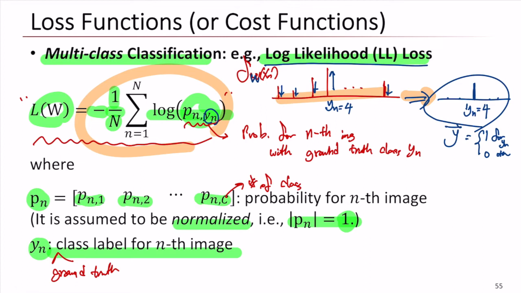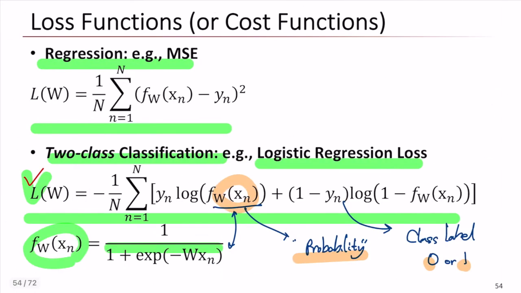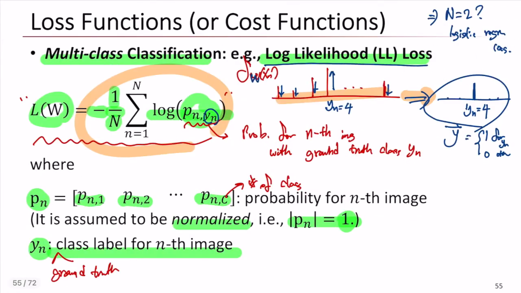If we consider large N equal to 2, it's going to be the logistic regression loss discussed here. This is the general version of the multi-class regression loss. Then the question is how to define this one. I mean, how to estimate the probability for the nth image with the ground truth class label yn. So this is our goal.